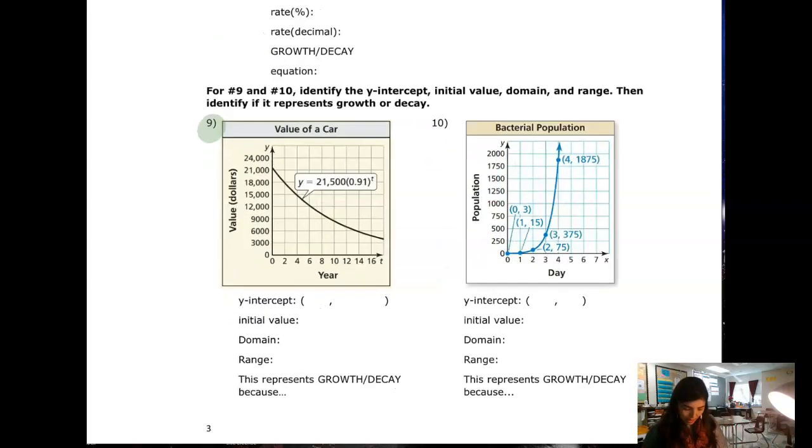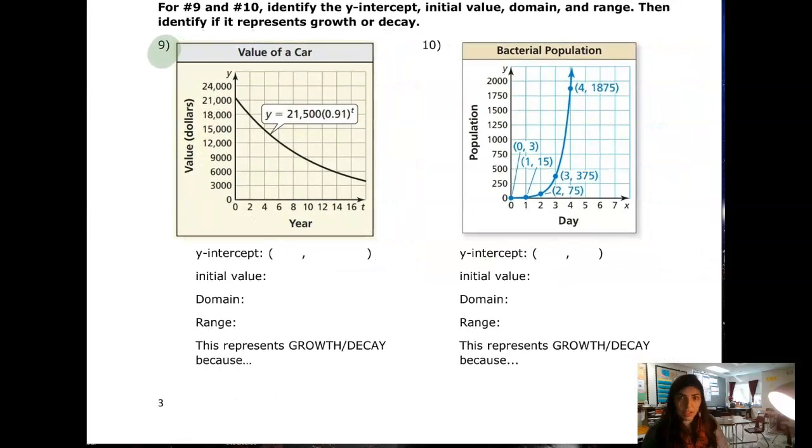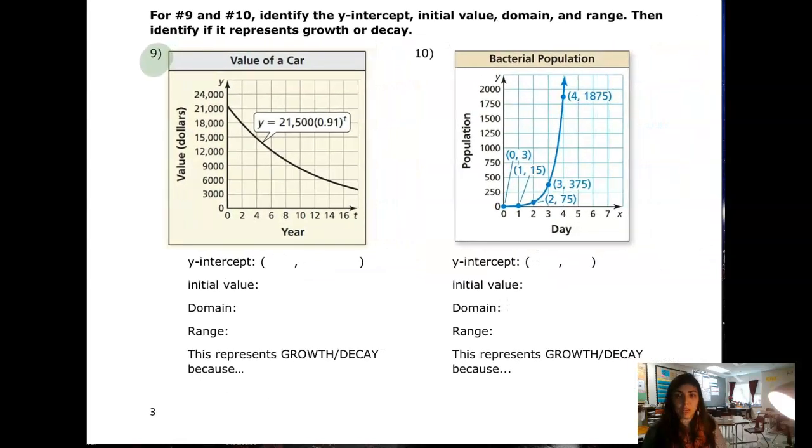I highlighted number 8 to do, but it is almost exactly like number 5, so y'all have got this one. We're going to talk about number 9. It says to identify the y-intercept, initial value, domain, and range, then identify if it represents growth or decay. Number 9 says this graph talks about the value of a car.